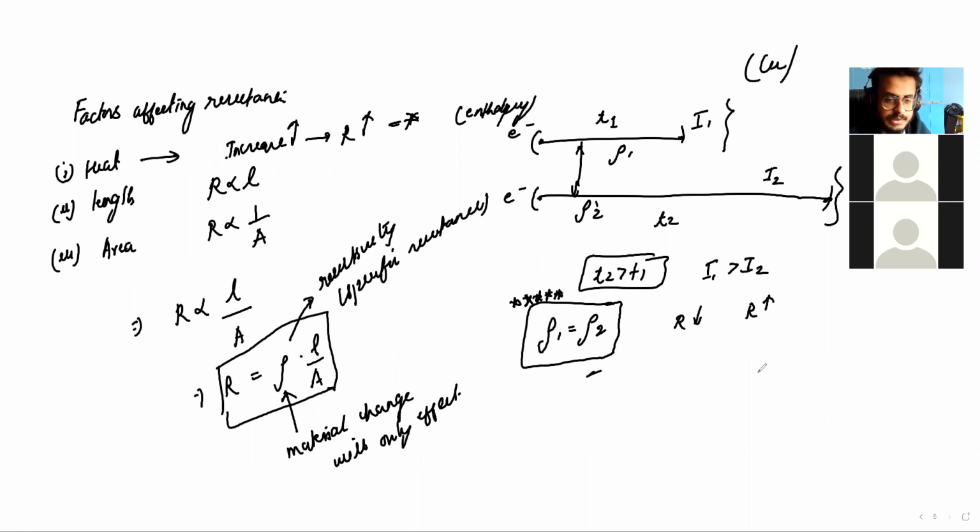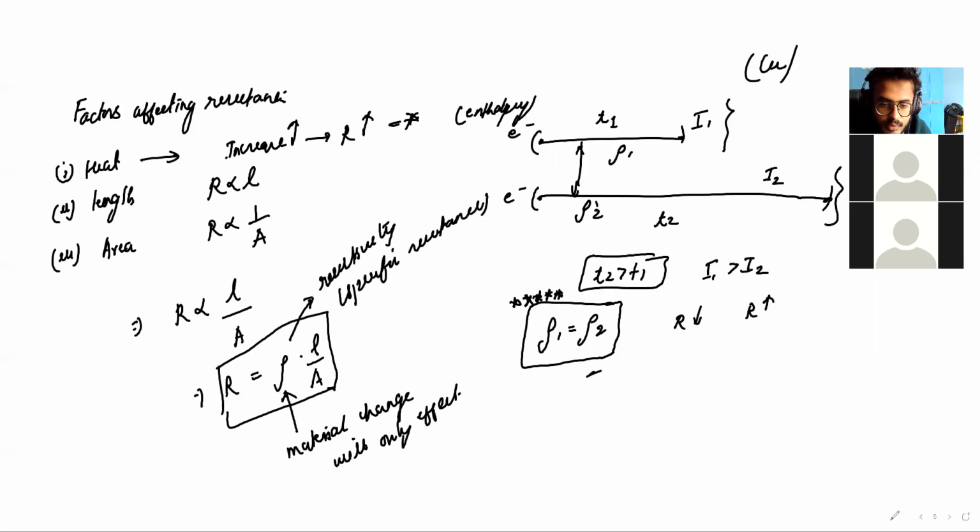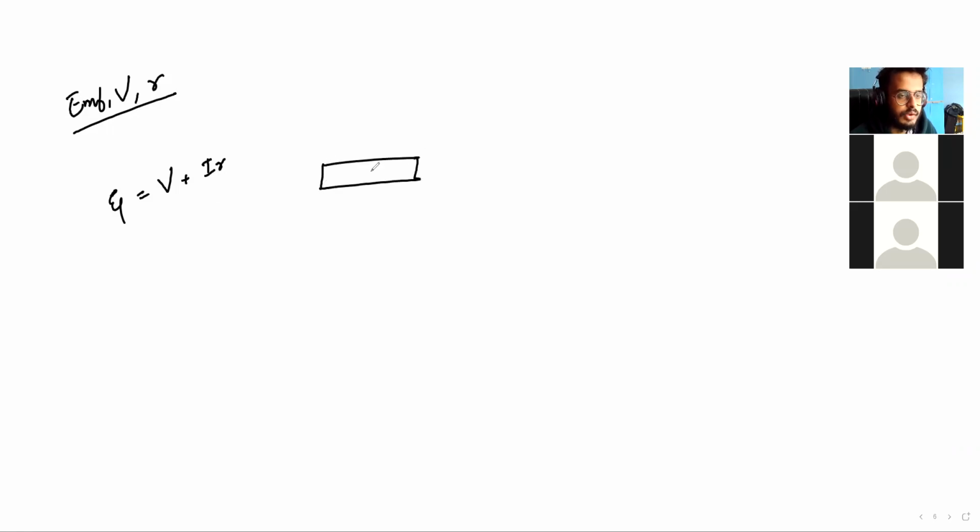Then we have the next part of the chapter, where we did EMF, terminal potential difference, and internal resistance. So EMF is the maximum potential that a battery can supply. This will be equal to what the battery actually supplies, that is the terminal potential difference, plus the energy loss, or potential lost, in internal resistance. So there is a battery. This battery has an ability to supply 1.5 volt, right? So this 1.5 volt is the EMF.